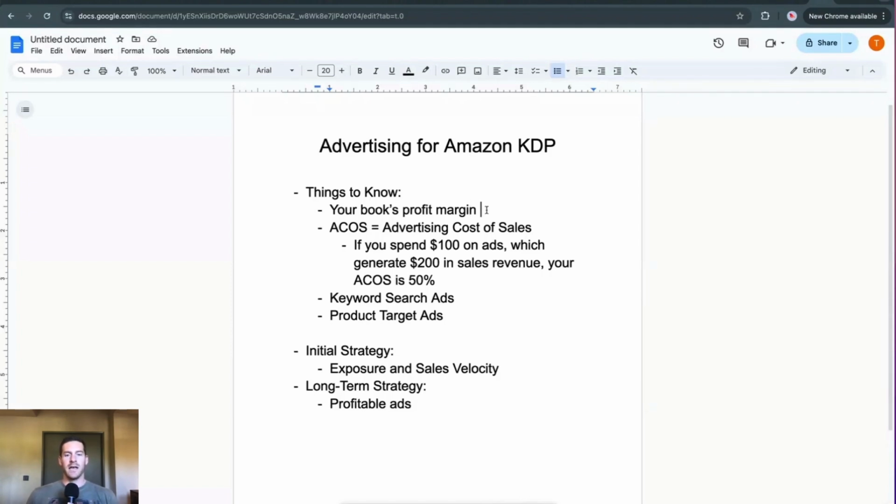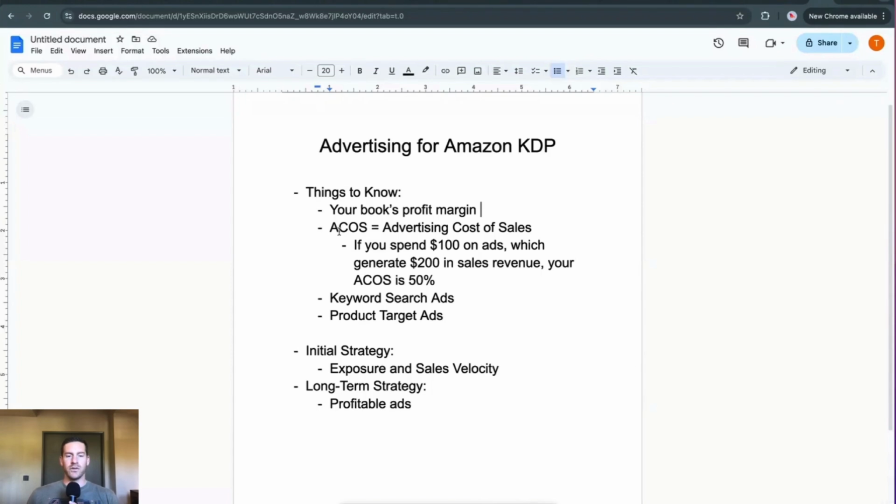So for instance, if you sell a book for $10, and every time you sell that book you make, at the end of the day, after Amazon takes their share of the royalties and after you pay Amazon for the cost of printing the book, let's say $3 per sale, that means you would have a 30% margin on that book. You need to know your profit margin because that's the only way to know if you're running profitable ads.